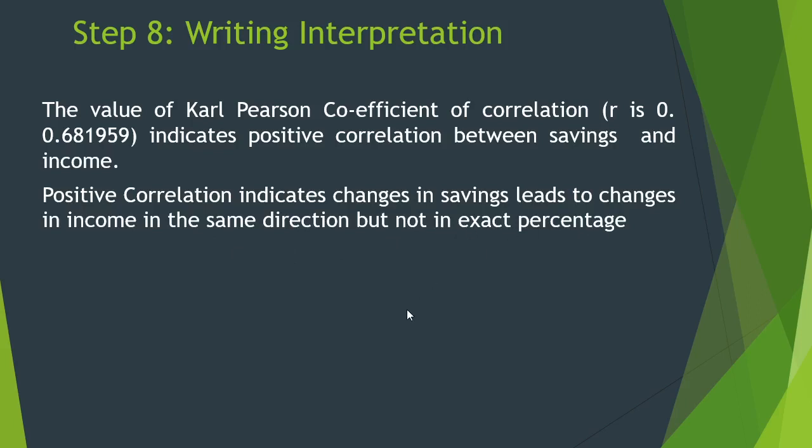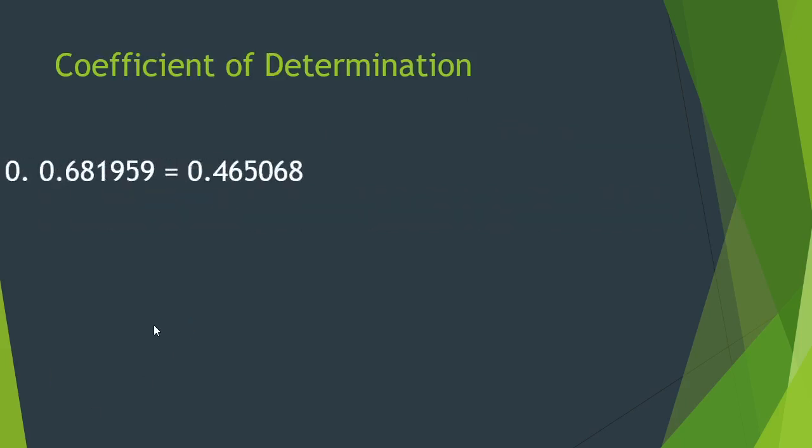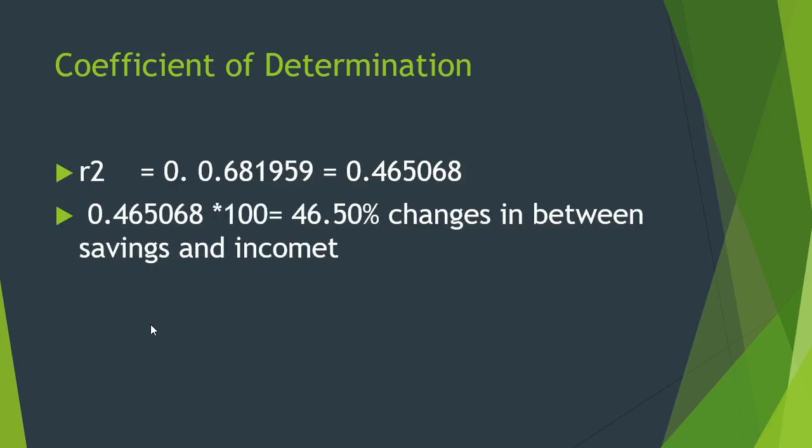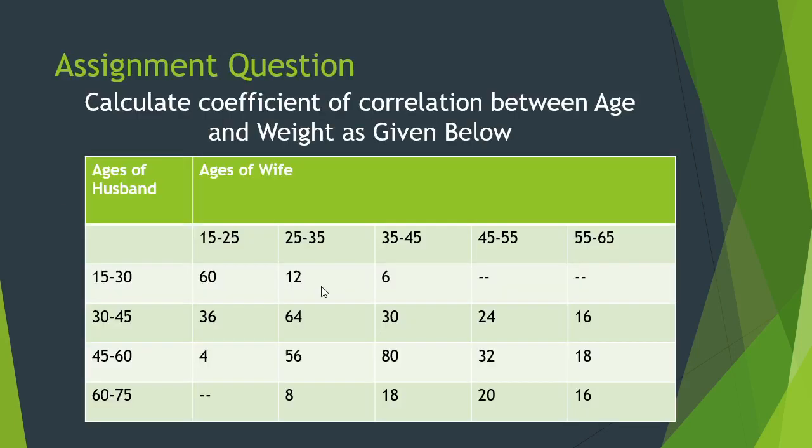For example, if we give a promotion to employees and increase the salary of employees by 10%, we cannot expect the same 10 percent increase in savings. But there will be an increase, but not exactly the same percentage. Coefficient of determination or R square value is 0.465068 into 100, that means 46.50% changes in between savings and income.